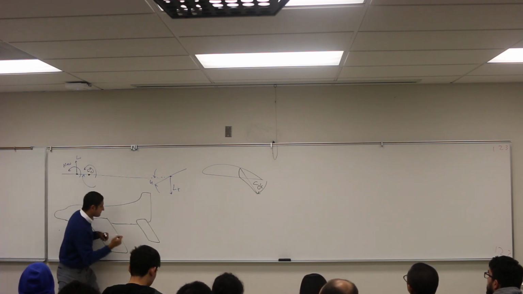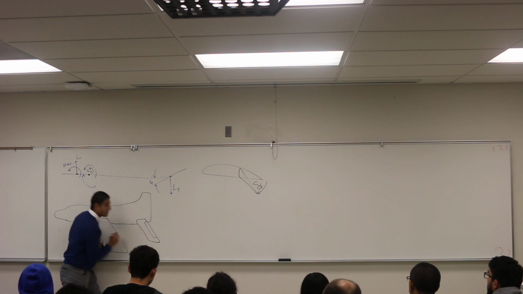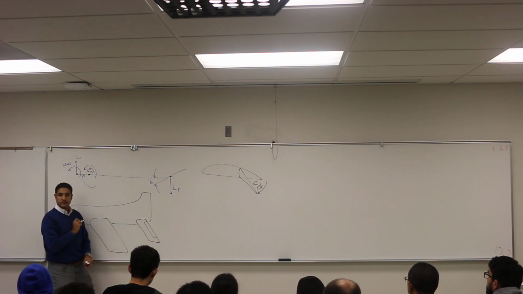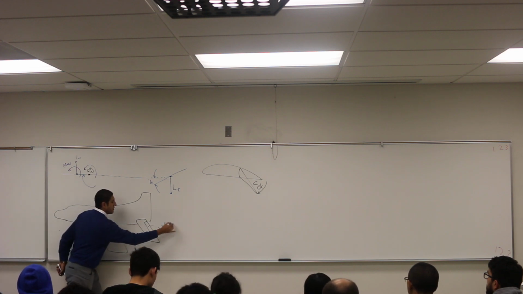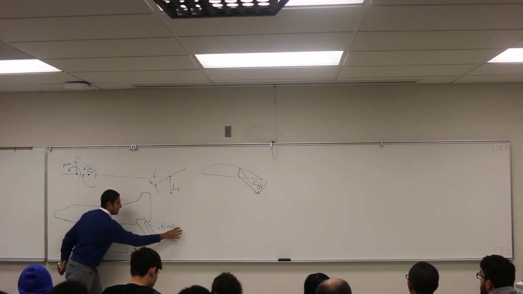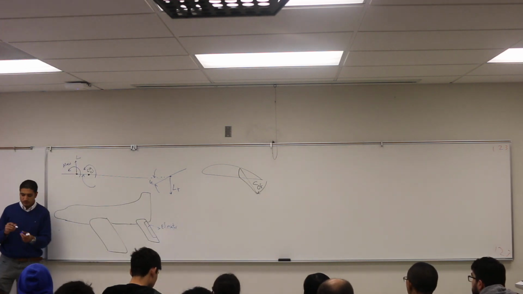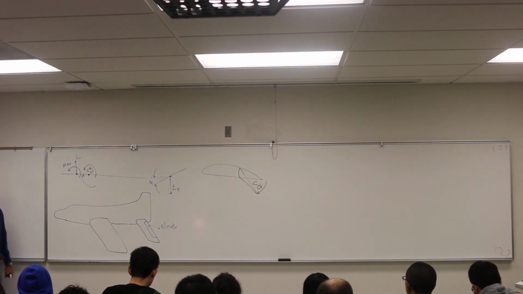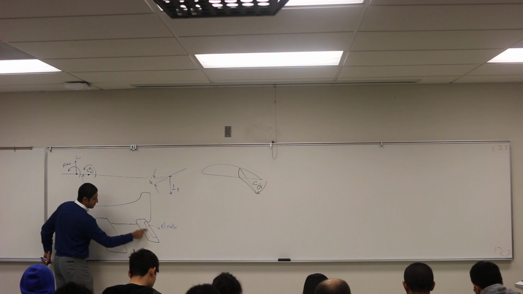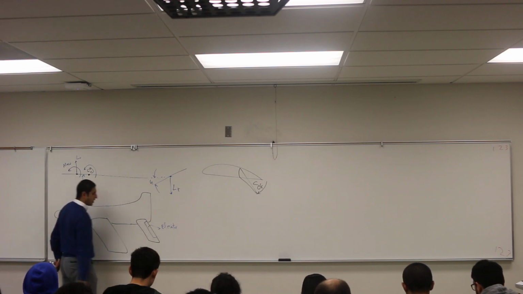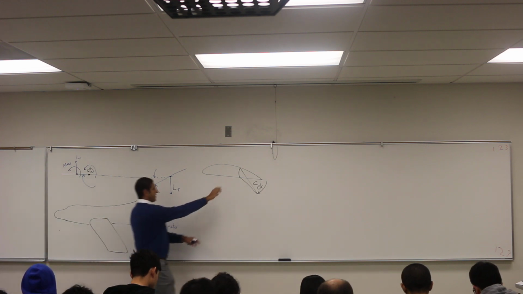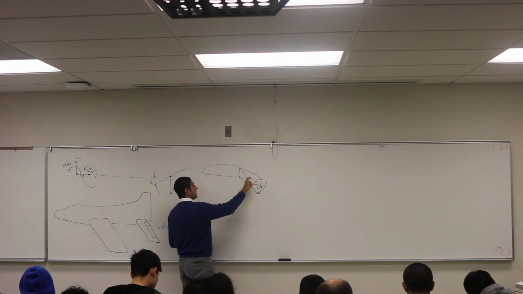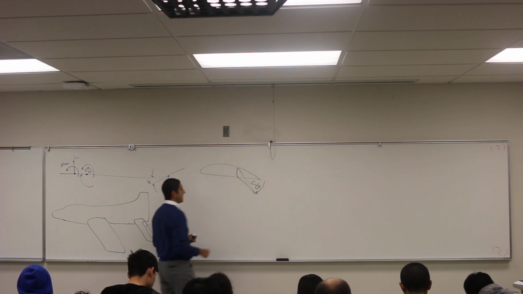So we have this surface. Anybody see this blue surface? We call it elevator. It moves up and down. So we have a hinge here, and we move this part of the surface up and down. Like here, the two-dimensional version of it, this part we move up and down.